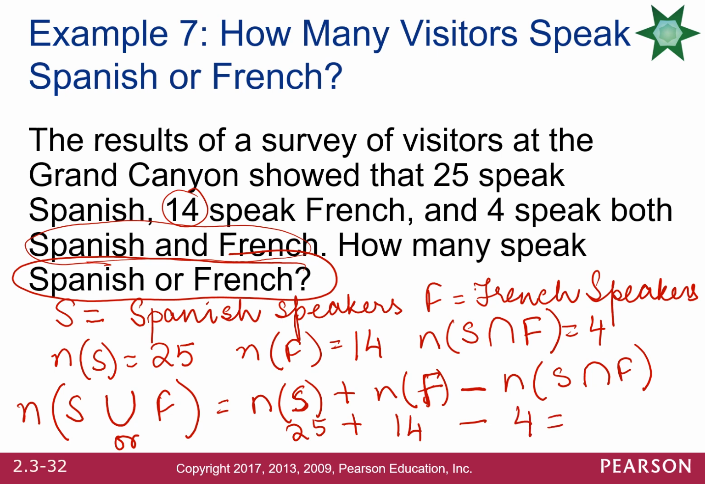25 plus 14 is 39. 39 minus 4 is 35, right? So N of S union F, the number of elements in Spanish or French, would be 35. So how many speak Spanish or French? 35 speak Spanish or French.